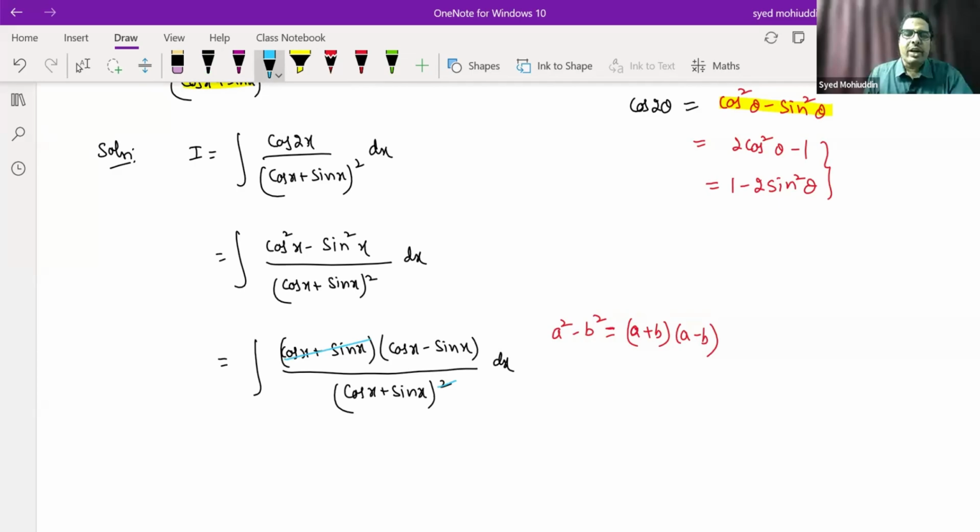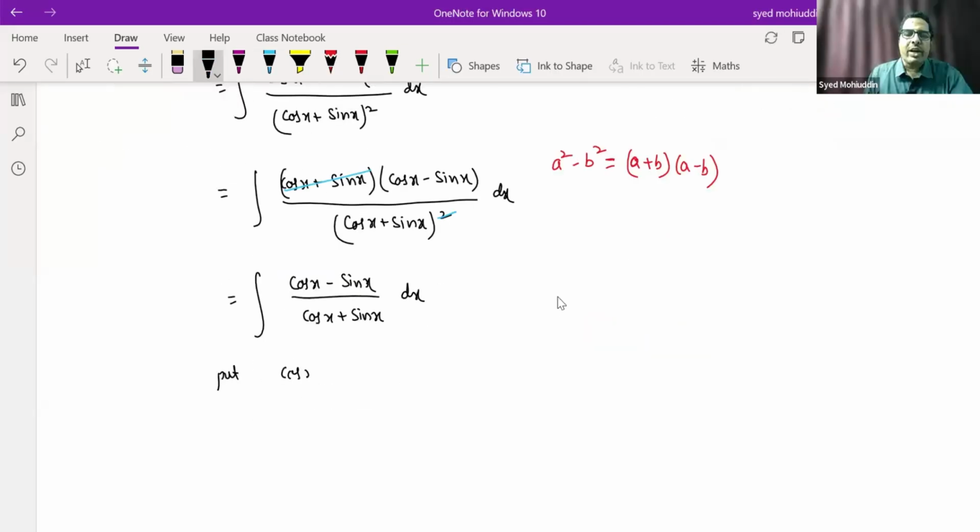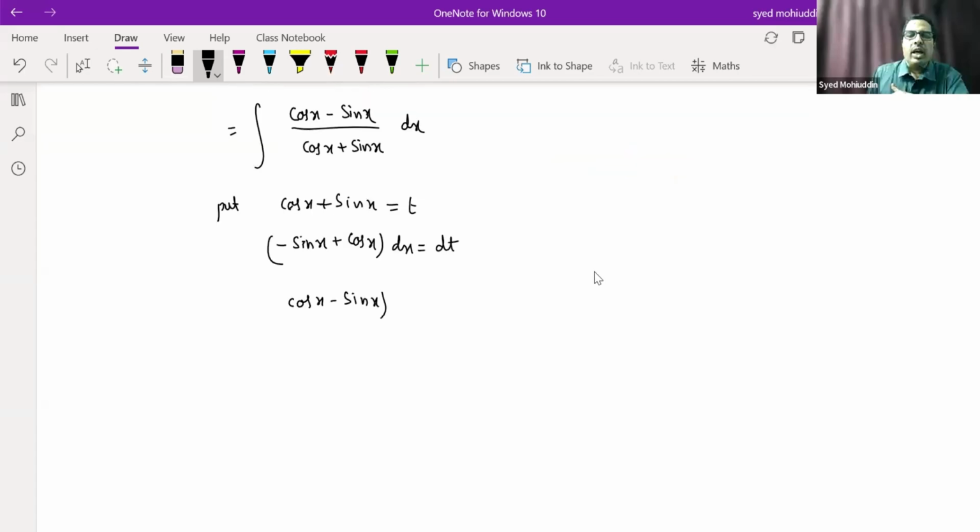Now the question is how to integrate this one. Is it possible to integrate directly? You can go ahead with the substitution method. Put the denominator as t so that its differentiation will be present in the numerator. If you differentiate, cos differentiation will be minus sin x, and sin differentiation will be cos x. First you write down the positive value cos x, then the negative value minus sin x, into dx equals dt.